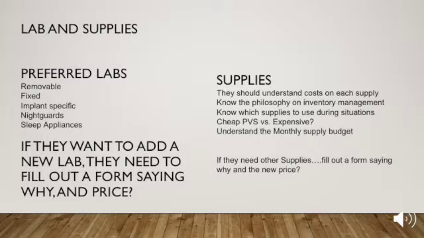And they should also understand the monthly supply budget. In my practices, we do 4%. And so the associate knows every month I set my 4% budget, and all of the orders in that month need to stay under 4% of collections. And if they need other supplies, then they fill out a form saying why they need the new supplies, what the price is, and what the quality associated with that is.